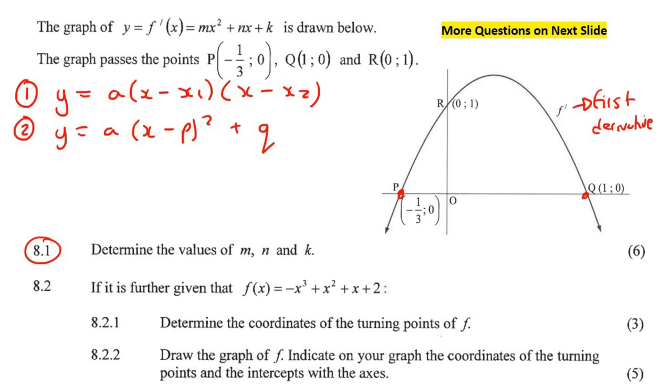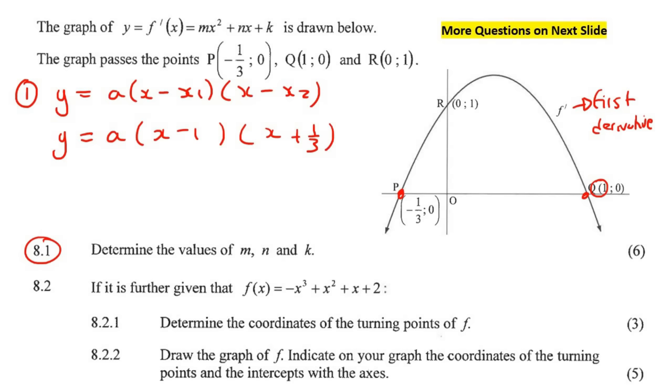So we're going to say y equals a, we don't know what that is right now, and now you're going to fill in the x-intercepts. So this is going to be x minus 1, and then x minus negative a third. So this actually just becomes x plus a third. Now you could multiply out, but what I like to do is find another point to fill in for y and x. So we could use this point over here. So we could say 1 equals all of that. You see how I just filled in a 1 for the y, and a 0 for the x values.